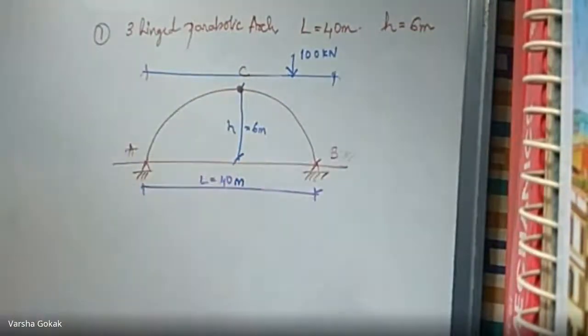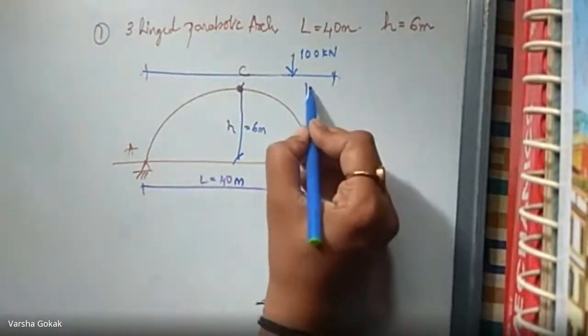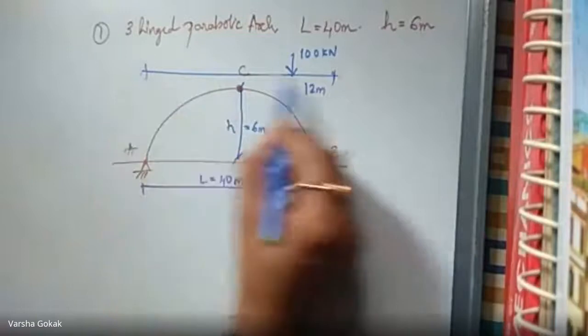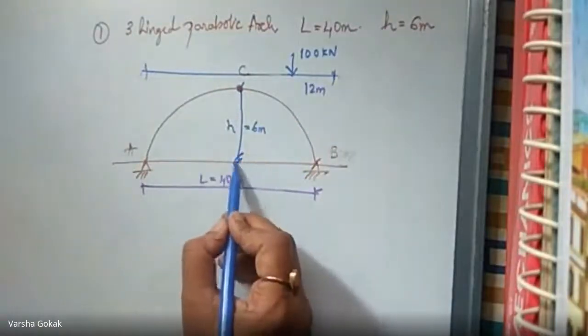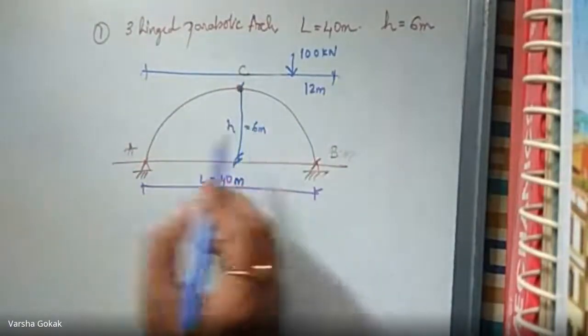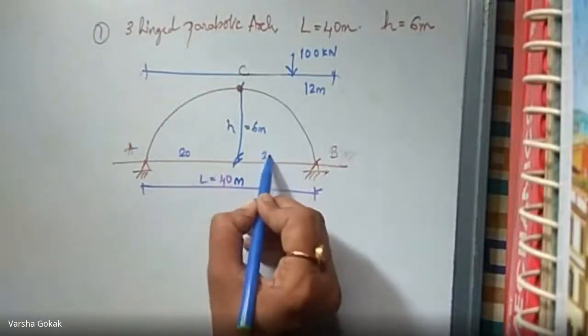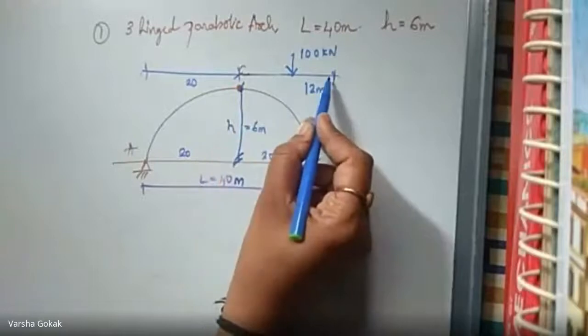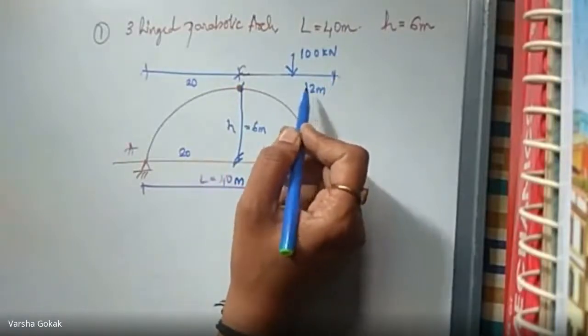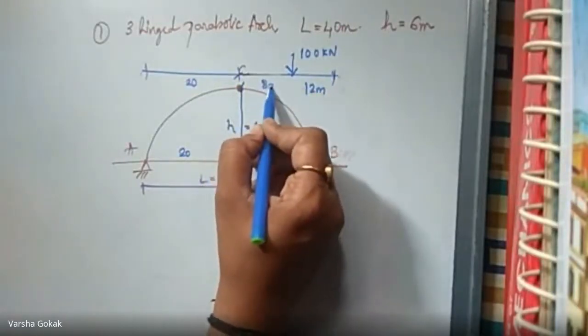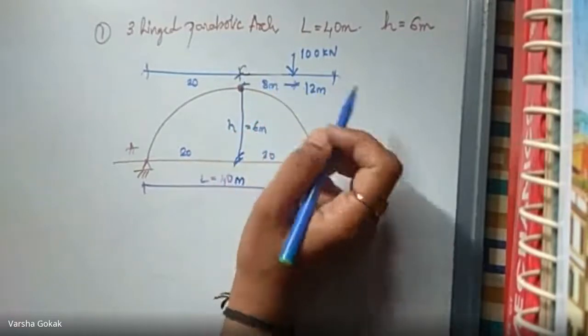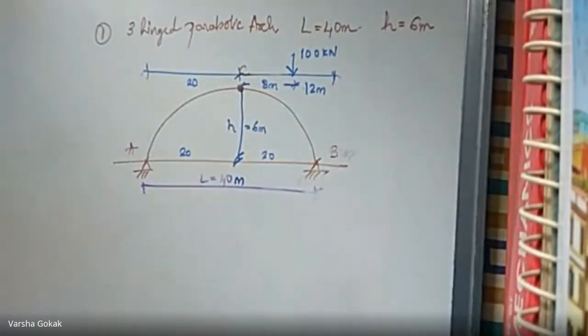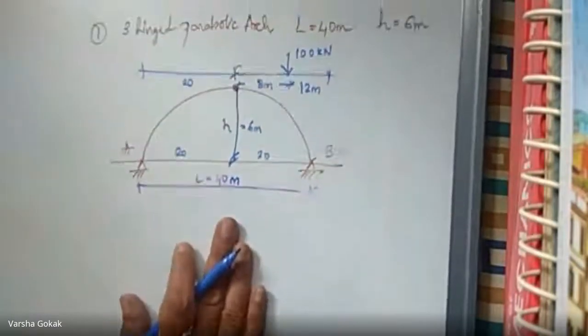Usually the diagram is not given; they give you the question and you have to draw the diagram. So now if this is 12 meters, the total is going to be 40, and the central rise is 6, so this is going to be 20, this is 20. So up to here is 20, and in this half, if 12 is gone, 20 minus 12, 8 is remaining. So this is 8 and the other part is 12. Okay, distances. There is no other load, only this much load is there.